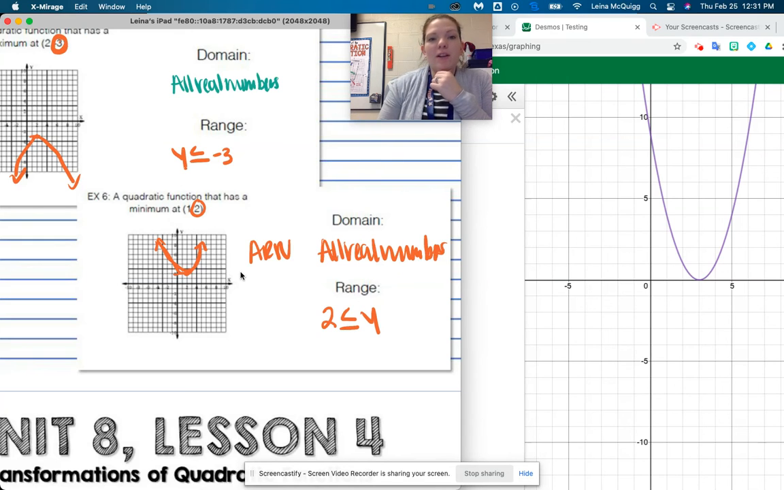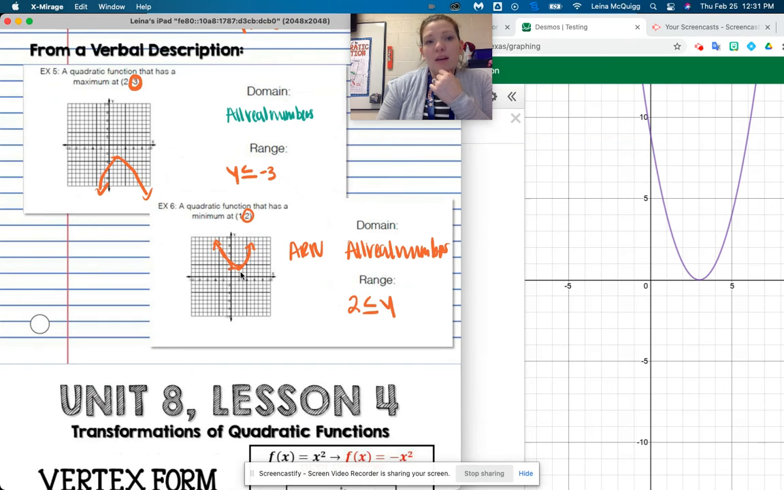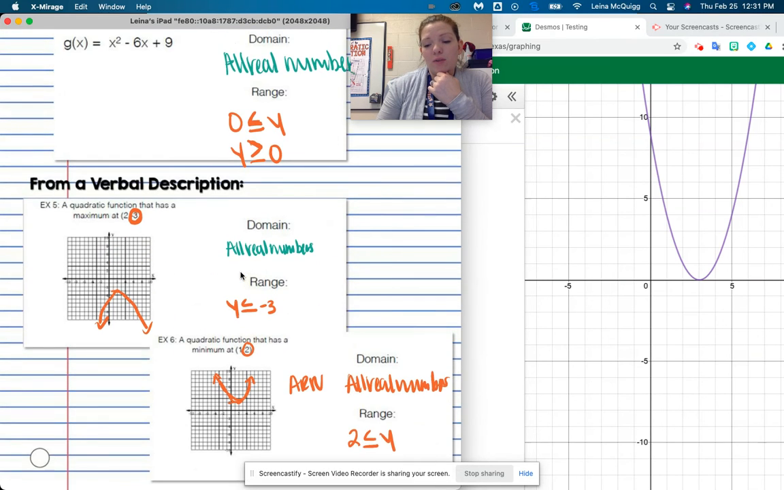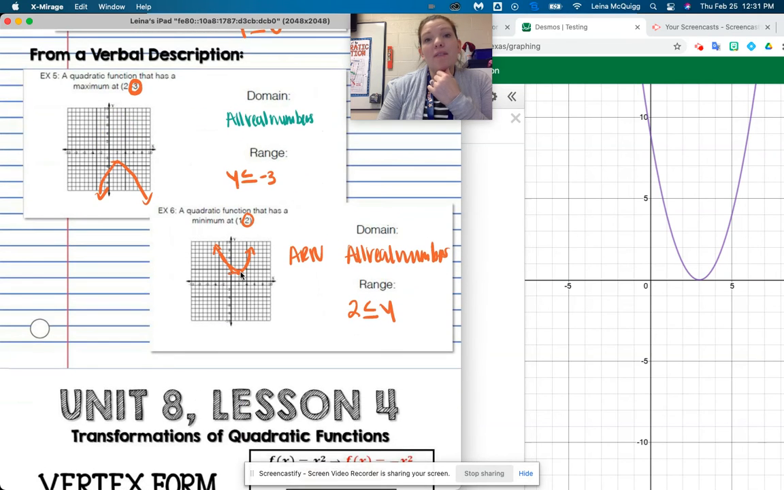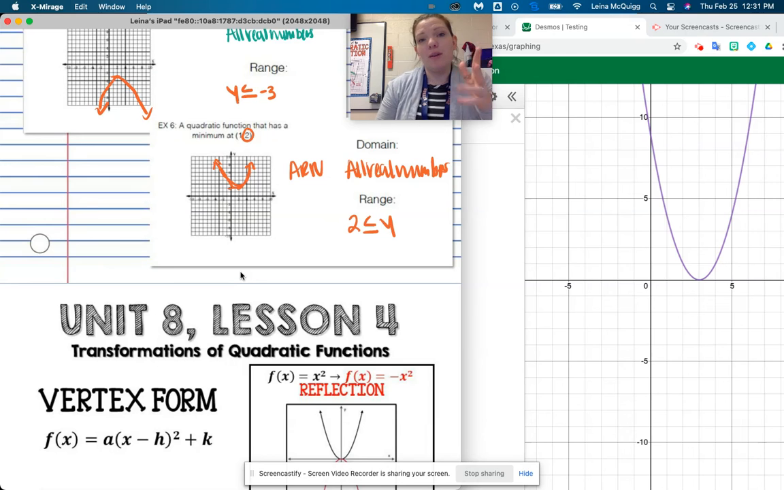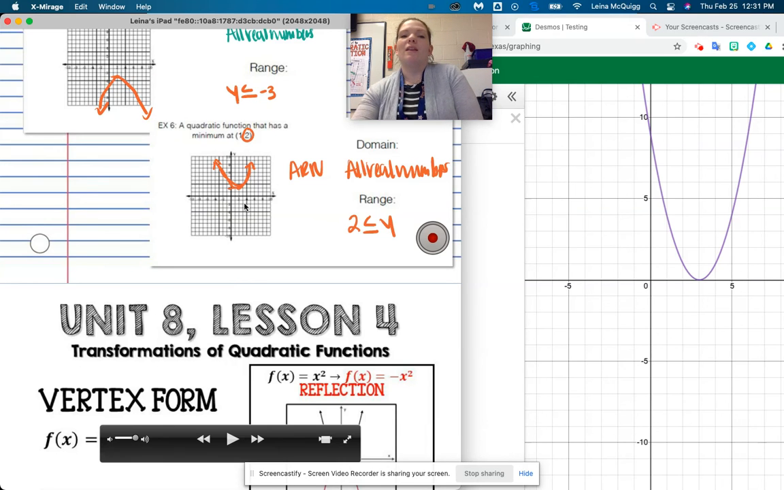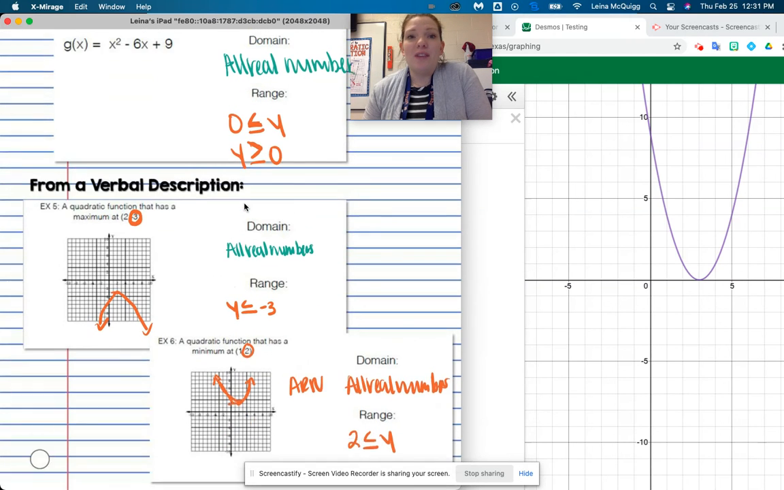So my bottom value is the y value of my vertex. Okay, so this will happen every time. When you have arrows on both ends, the lowest or highest value will be the y value of your vertex. Okay. All right, so that's domain and range.